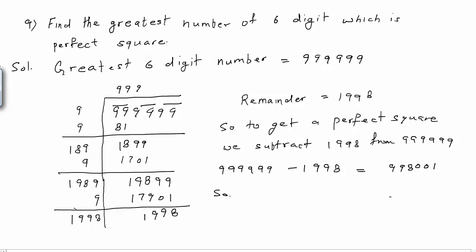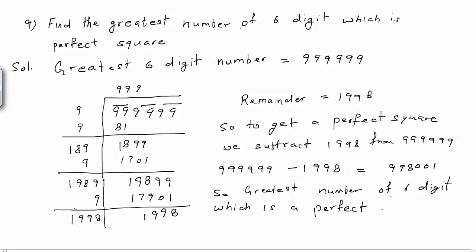So therefore, the greatest number of 6 digits which is a perfect square is 998001.